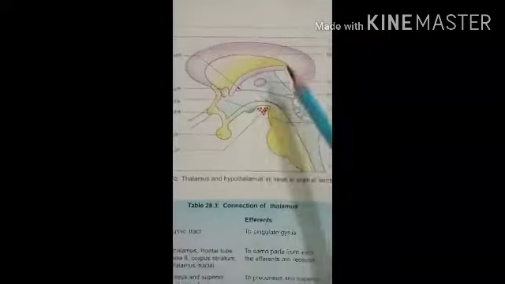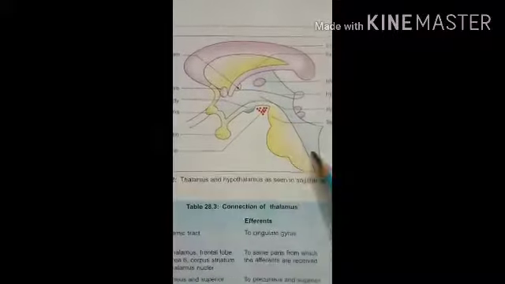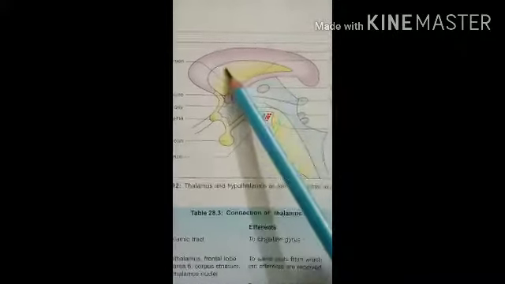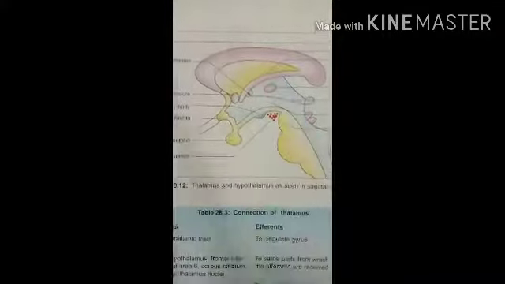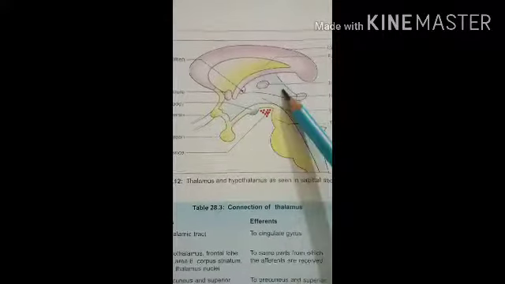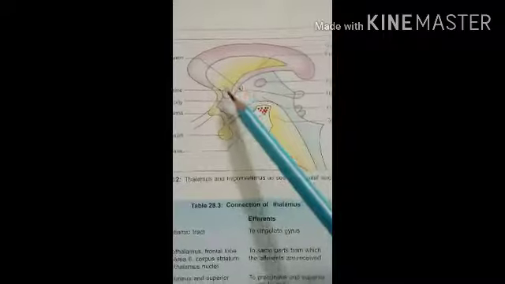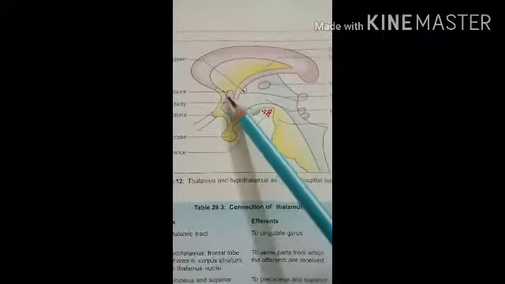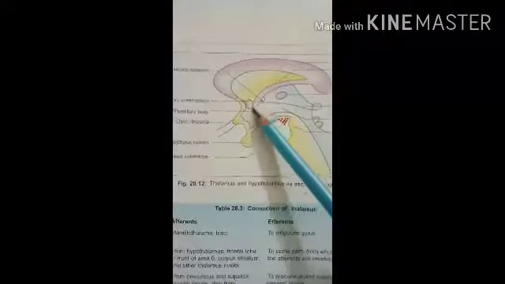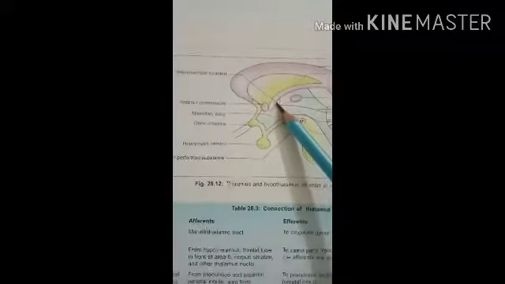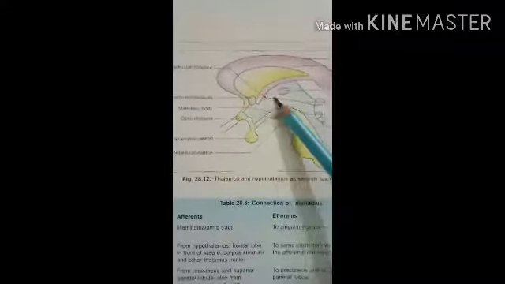So let's see the detailed structure of the ventricles of the brain. Here in this diagram you can see the ventricular system. This yellow colored cavity is the lateral ventricle, then the sky colored cavity is the third ventricle. The lateral ventricle is connected with the third ventricle by the interventricular foramen. Here you can see the interventricular foramen.